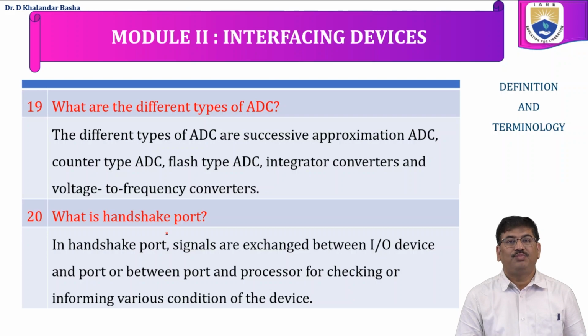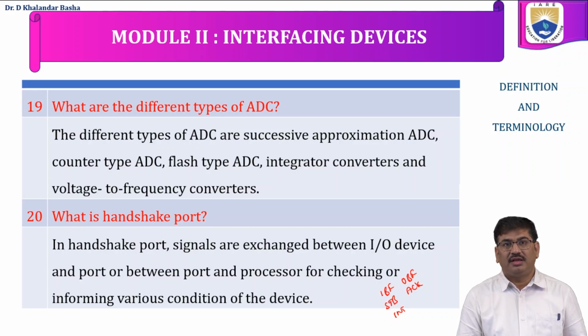What is handshake port? In handshake port, signals are exchanged between I/O device and port or between ports and the processor for checking or information of various conditions of the device. For example, in 8255 we have a few handshake signals like input buffer full, output buffer full. Similarly, strobe signal, acknowledgement signal, then interrupt signal. These are a few examples of handshake signals.